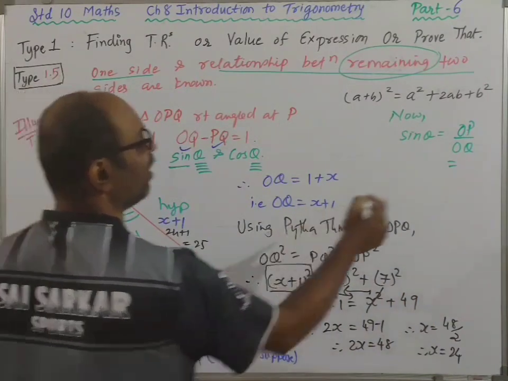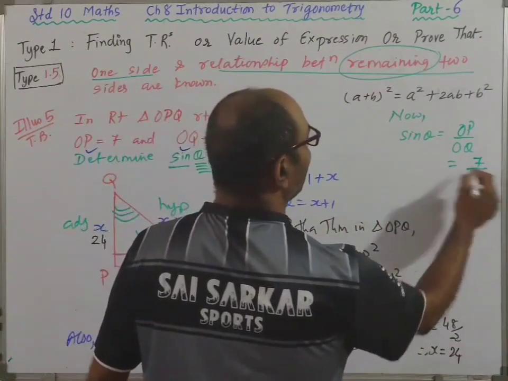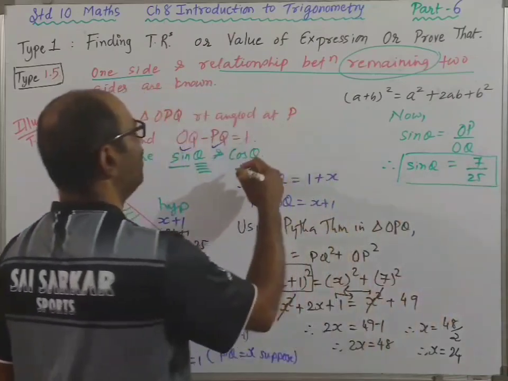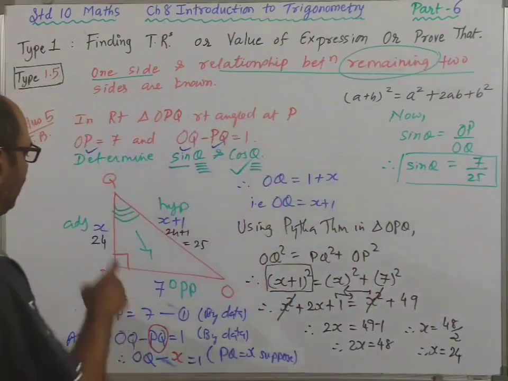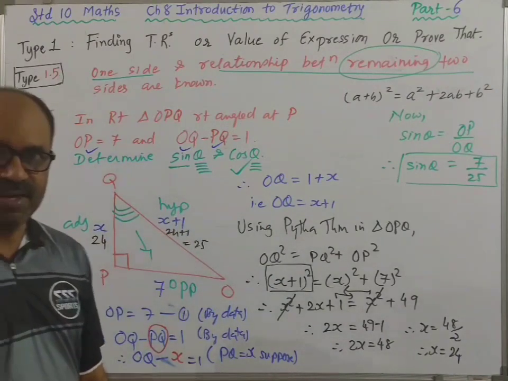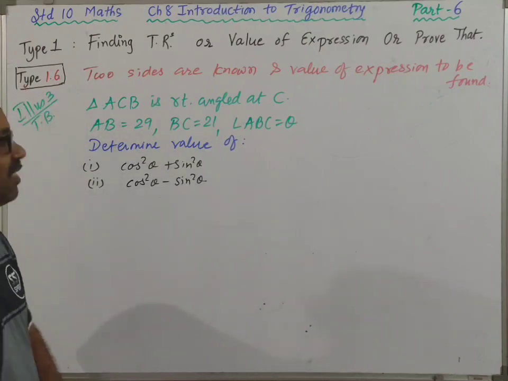OP is here, 7, upon OQ here, that is 25. Therefore sine Q is equal to 7 upon 25. Same way you can find out cos. That will be adjacent upon hypotenuse. So that is 24 upon 25. Got it? So now we move on to type 1.6.